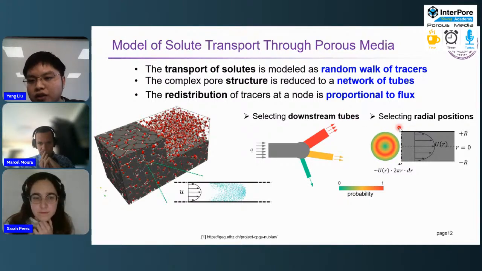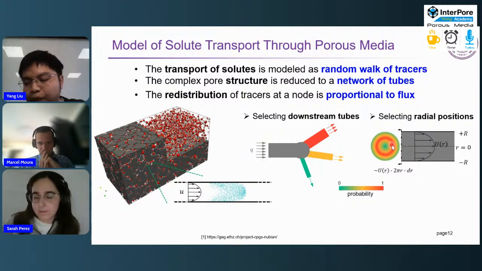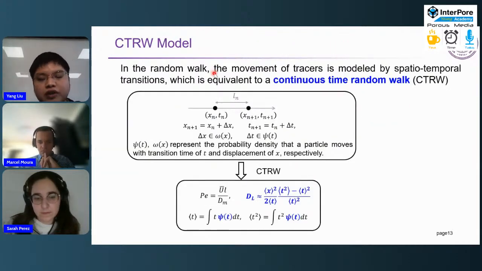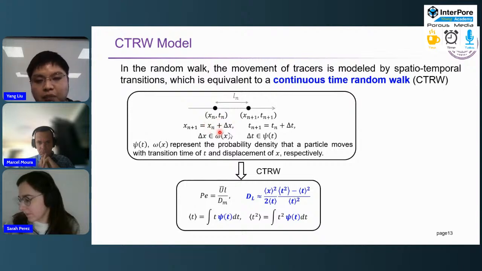And on the other hand, when tracers enter a tube, they will select the radial positions with the probability proportional to the flux as well. So in the random walk, the movement of tracers is modeled by spatial temporal transitions, and during each transition, the tracers will take a length of delta x and a time of delta t. We assume these two are independent random variables and conform to these two functions. So the spatial and temporal coordinates of tracers are updated by this iteration.